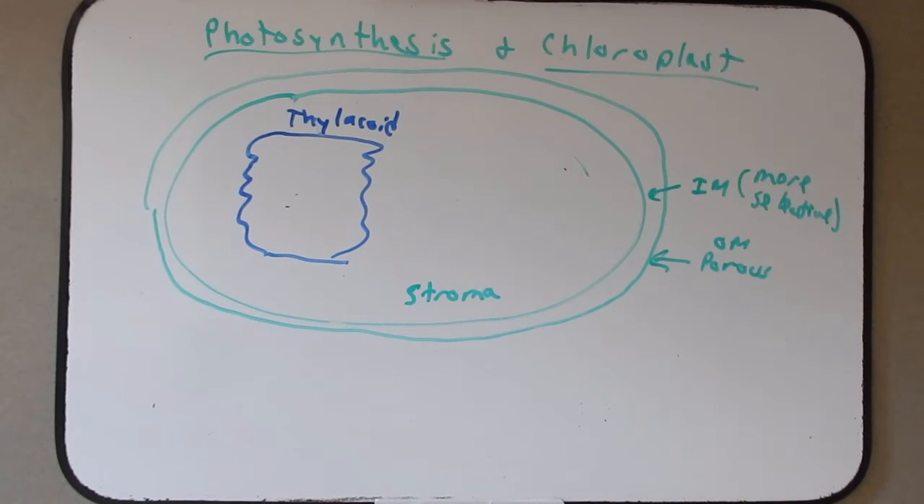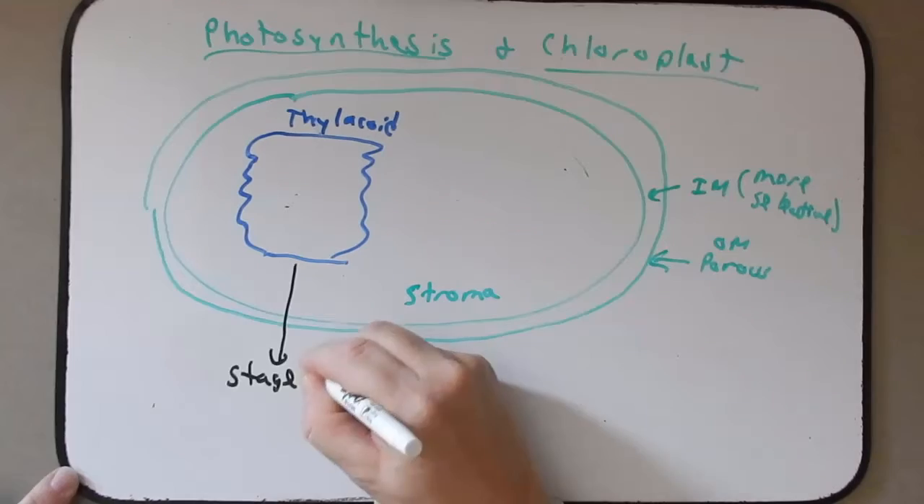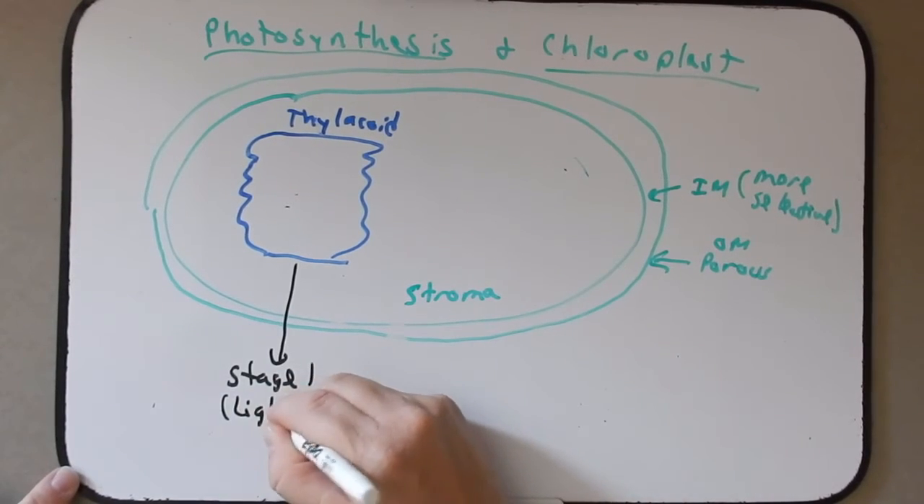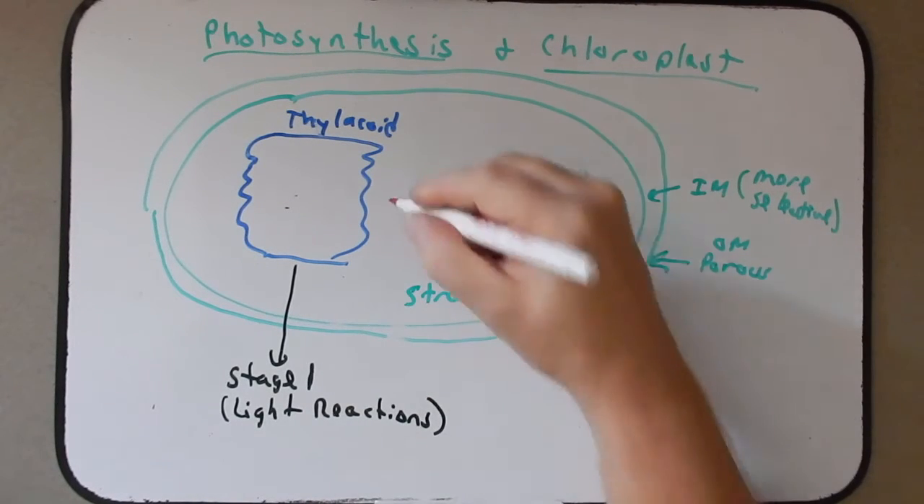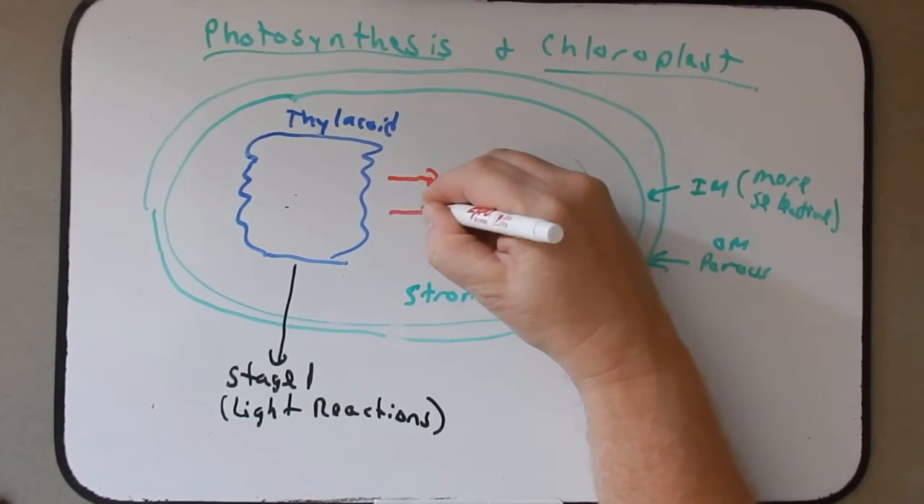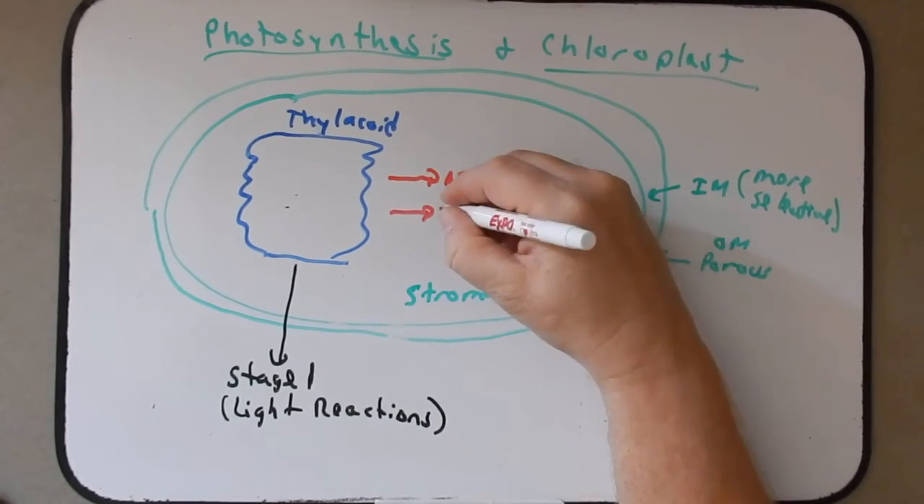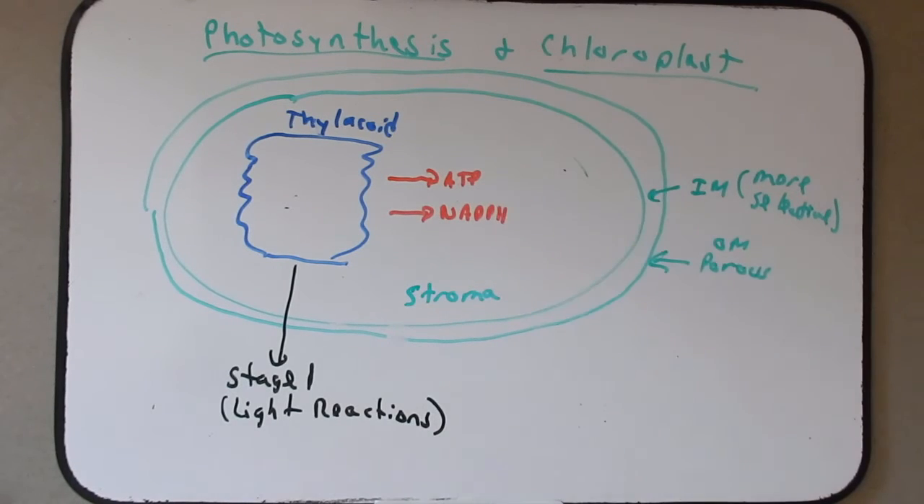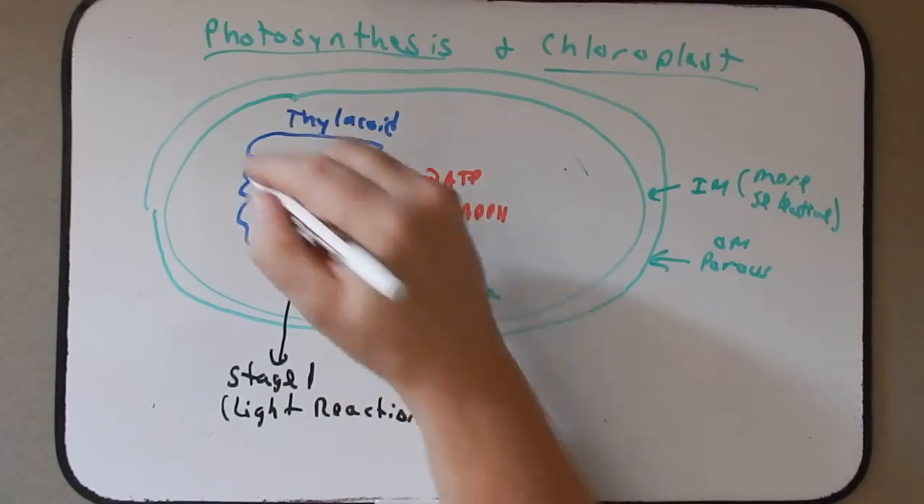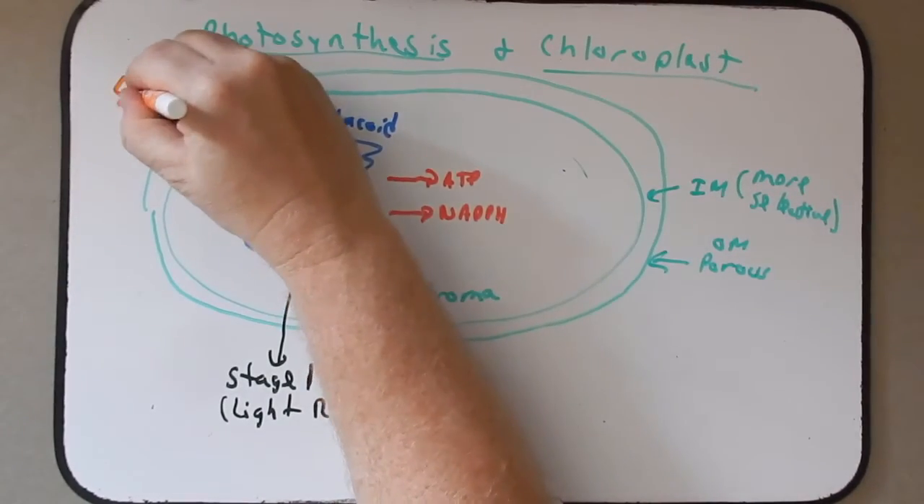Now, within the thylakoid, these thylakoid membranes will contain the reactions of stage 1 of photosynthesis. Sometimes we call these the light reactions, but we're going to call them stage 1. Stage 1 produces ATP and NADPH, similar to NADH, but not the exact same thing. So NADPH. They make these substances going through these reactions, the stage 1 reactions, using water and sunlight.